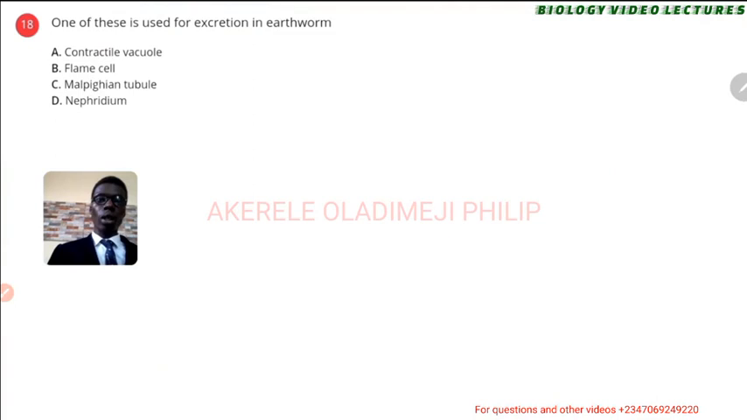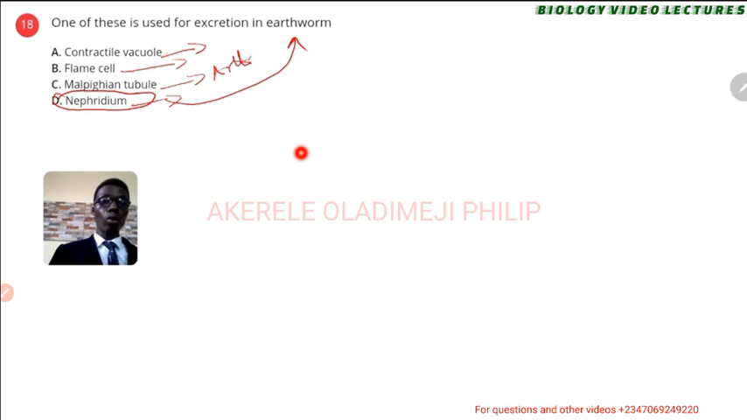One of these is used for excretion in earthworm. Contractile vacuole is used in unicellular organisms like amoeba. Flame cells are used in flatworms. Malpighian tubules are used in arthropods, while nephridium is used in roundworms, of which, that's our answer here, earthworm is a segmented roundworm.